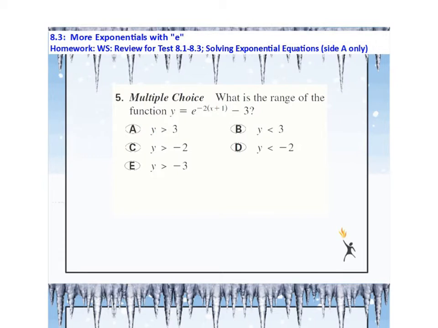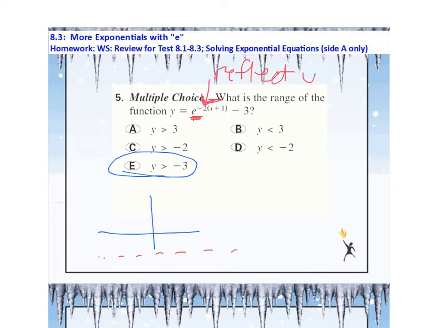Okay, try 5. The answer is E. If I was going to make a quick sketch of this, the asymptote is at negative 3. Because the base is e, which is 2.7, it's a growth, but this negative reflects it over the y-axis. Or if you found your key point, you would plug in negative 1, but you would get a sketch like this. So your graph is above your asymptote, making it y is greater than negative 3.